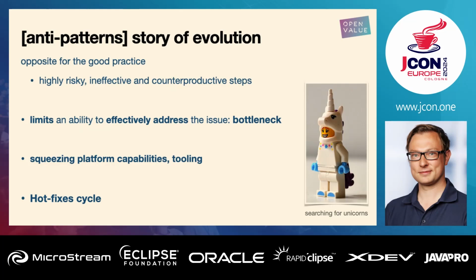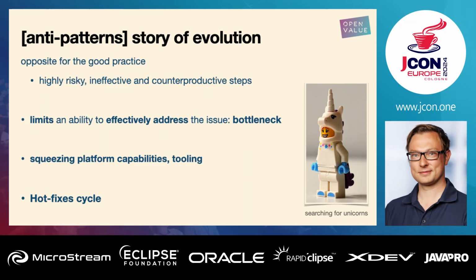The definition of an anti-pattern is highly risky code, counterproductive steps and so on. But what happens more when we try to apply them is that we are actually limiting ourselves, even me as an individual, in properly addressing the challenge we are facing, communicating it, and making it visible for others. That's what is happening.